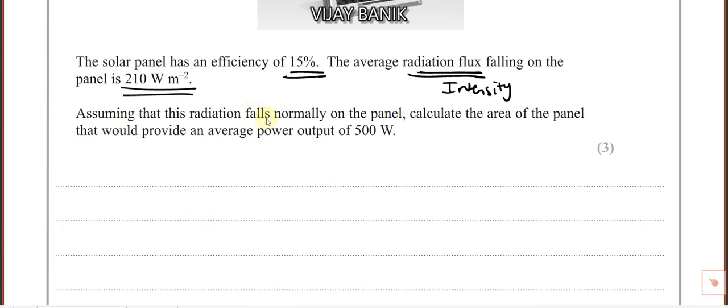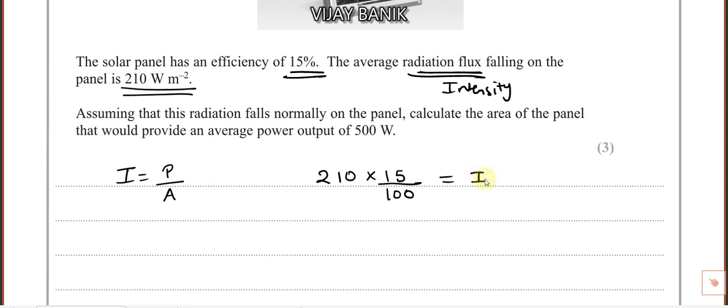I think it's a pretty straightforward question. You know intensity is power by area. Intensity is 210 watt per meter square, but we know it's only 15% efficient. So out of this 210, it's only 15%, right? 210 into 15 divided by 100. That is the kind of intensity that is falling on this panel.